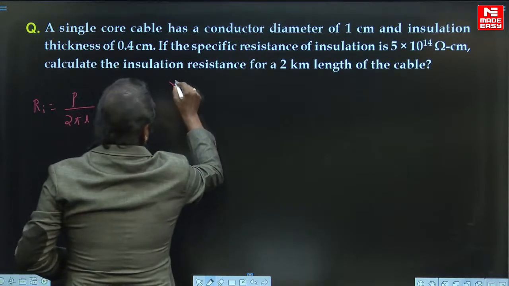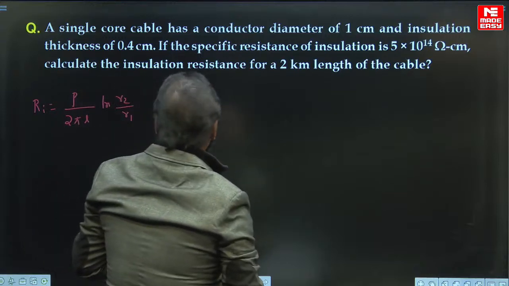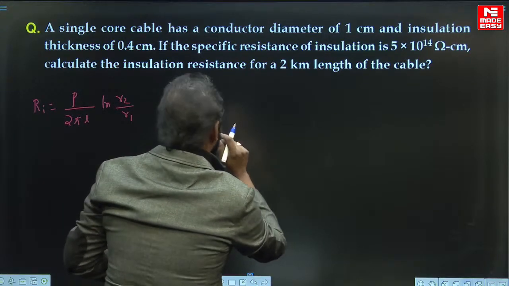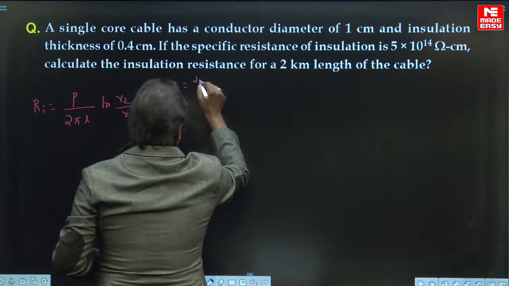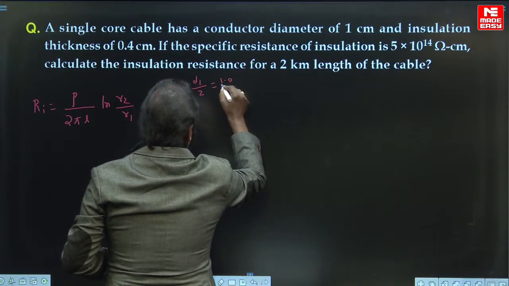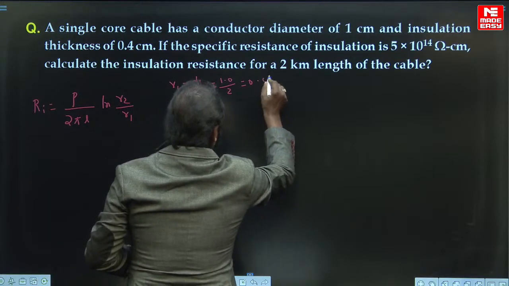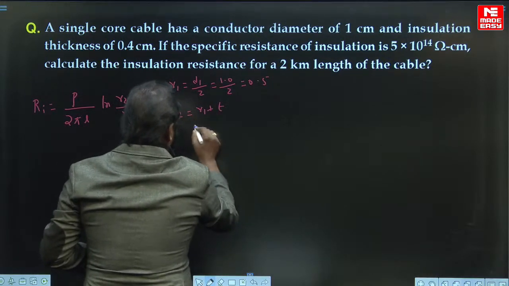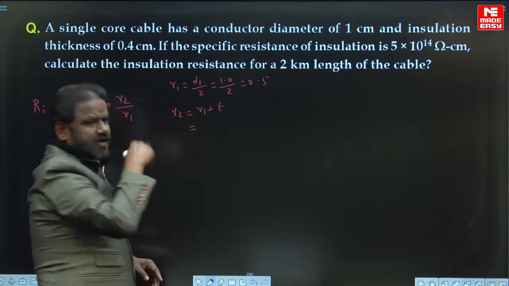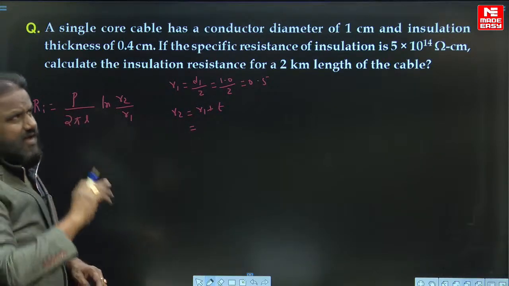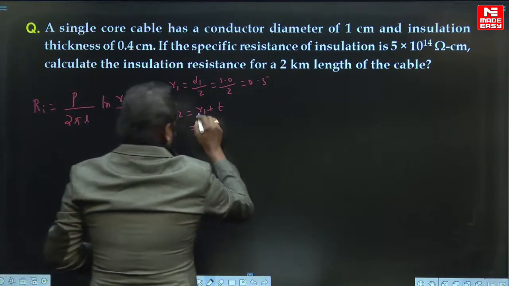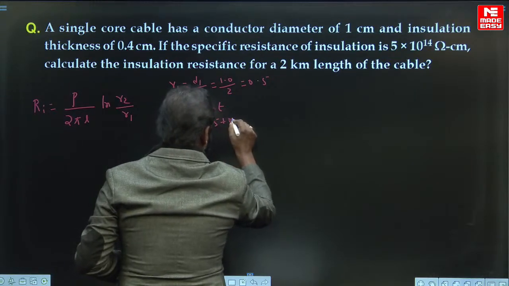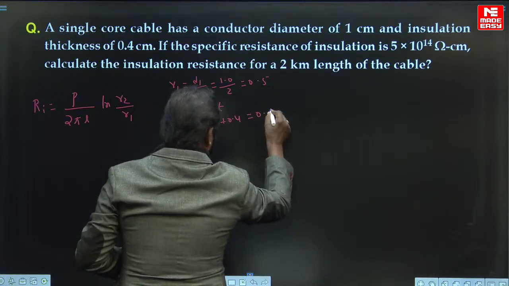Here R1 is the single core cable conductor radius. Core diameter D1 by 2 equals 1 by 2, that is 0.5. What is R2? R1 plus thickness T, that is R2, the total cable radius. It is not the core. Thereby you can write it as 0.5 plus 0.4, that equals 0.9.